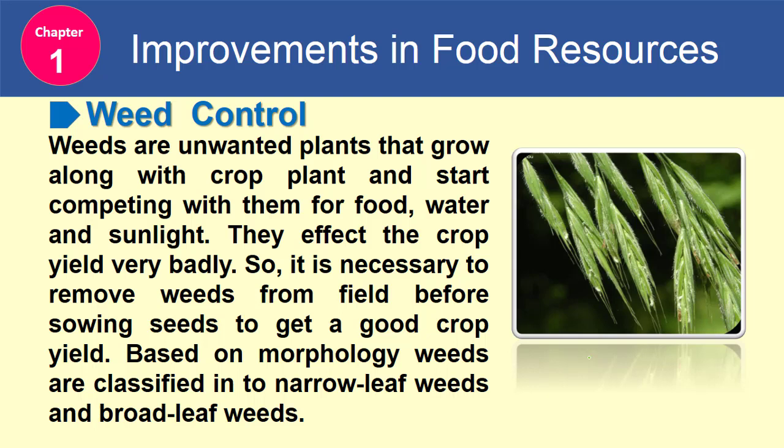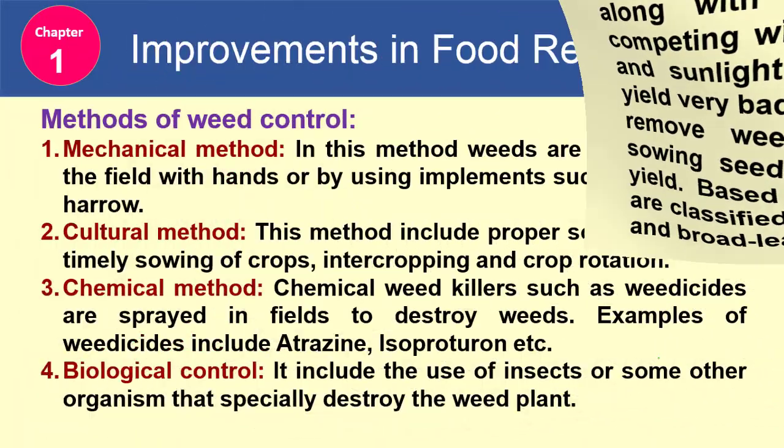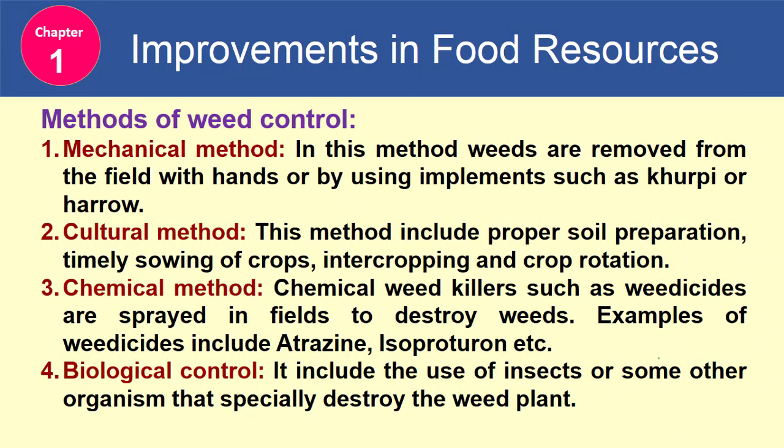Based on morphology, weeds are classified into two. The first is narrow leaf weeds and the second is broad leaf weeds. As you can see in this image, this is a weed, an unwanted plant that grows along with crops. It is necessary to remove them. Let's see the methods of weed control. There are four basic methods of weed control.